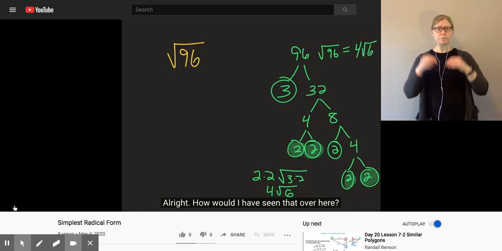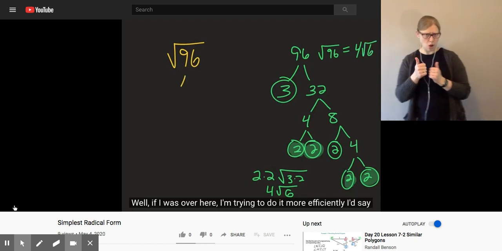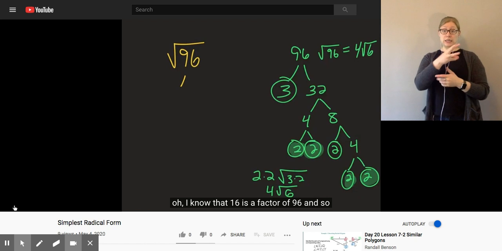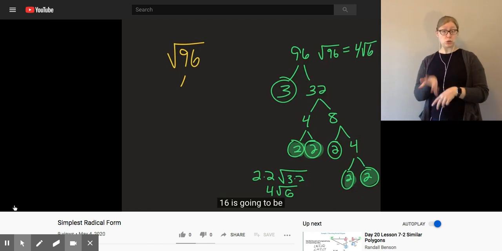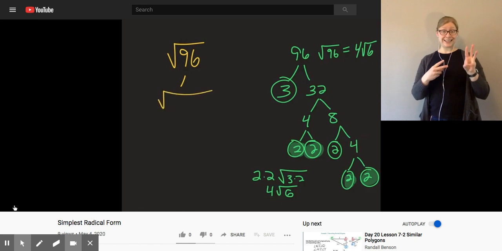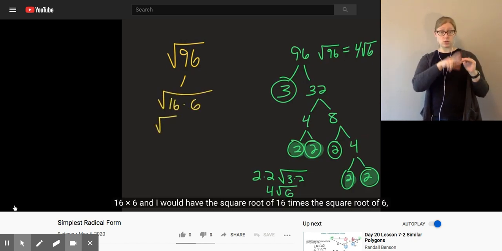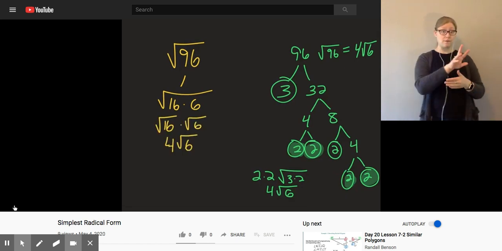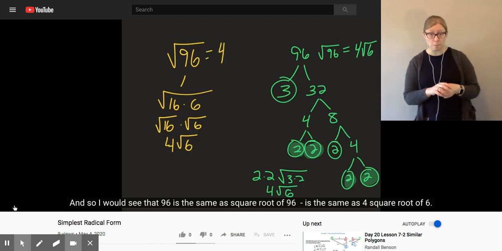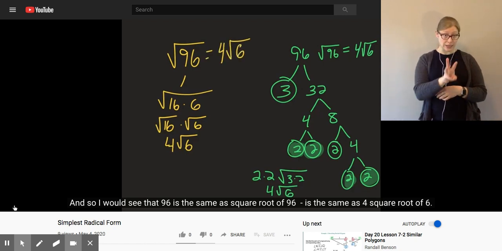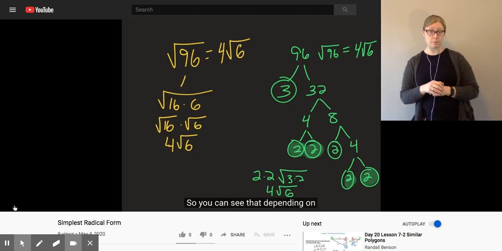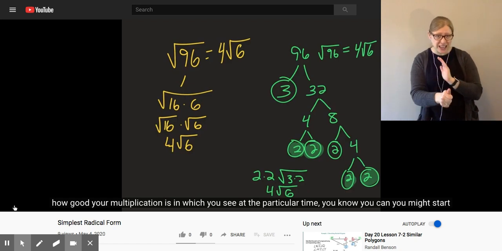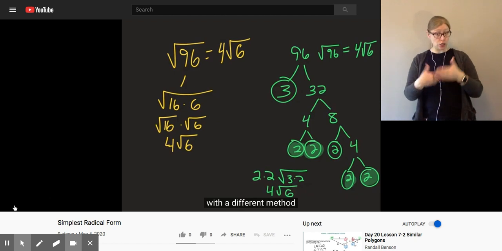All right, how would I have seen that over here? Well, if I was over here trying to do it more efficiently, I'd say, oh, I know that 16 is a factor of 96. And so 16 is going to be 16 times 6. And I would have the square root of 16 times the square root of 6, which is 4 square root of 6. And so I would see that the square root of 96 is the same as 4 square root of 6. So you can see that depending on how good your multiplication is and what you see at the particular time, you might start with a different method.